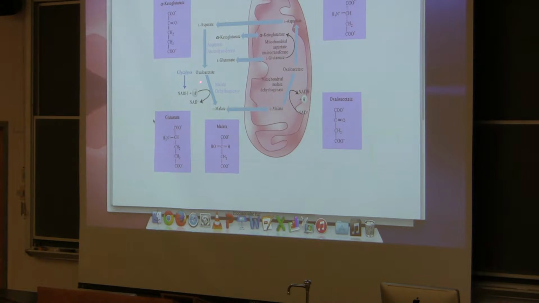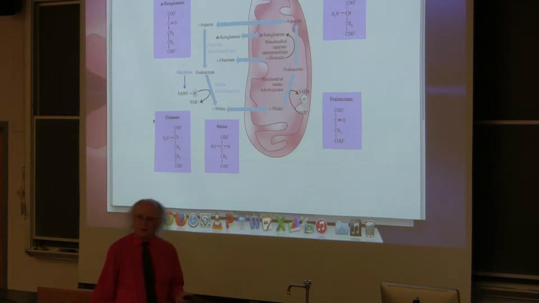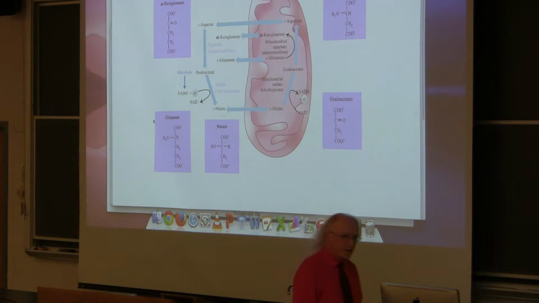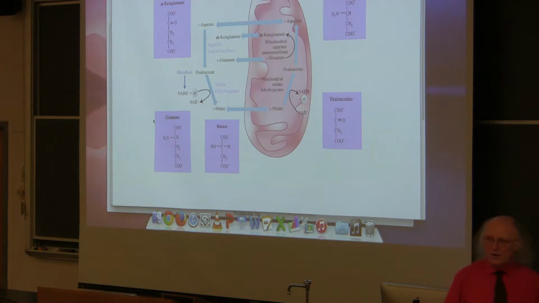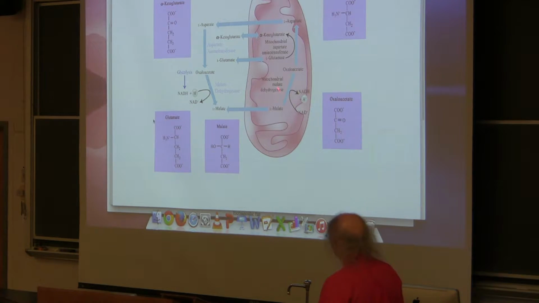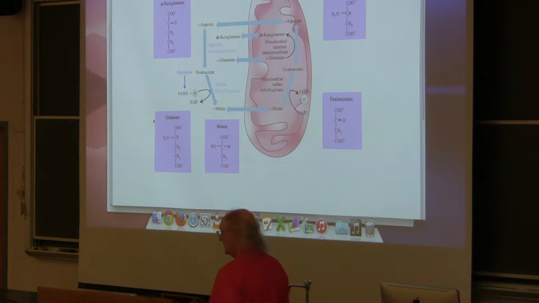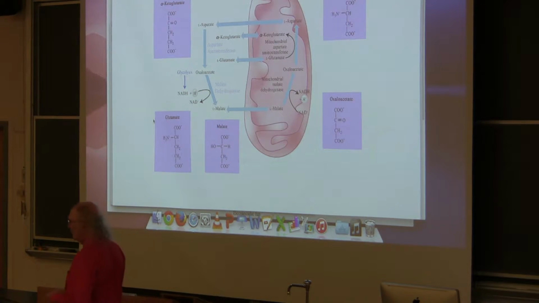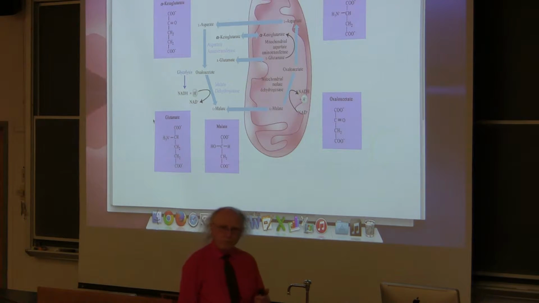Oxaloacetate is the electron acceptor in the cytoplasm. Malate is the molecule that moves across the membrane. And NADH and oxaloacetate are regenerated inside the mitochondrial inner membrane. So this process is slower. However, it's very efficient. Okay? We don't lose any of the energy that was in that NADH in the process of this shuttle going on.